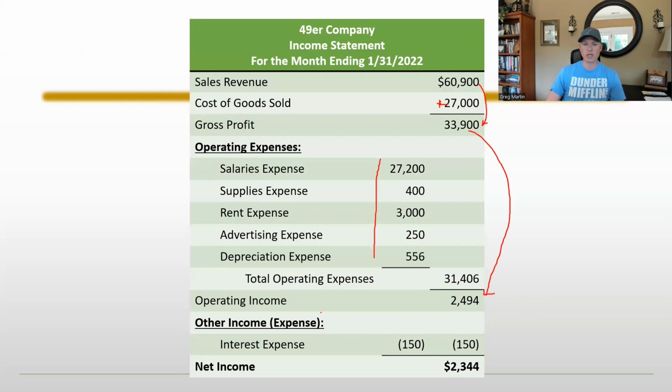It's a little more ambiguous when we get to other income and expenses, because in this section, income-related items would be an increase to our income, whereas expense-related items are decreases. Because it can be both, you actually need to list expenses as negative. If it were interest revenue, it would be a positive number. So just a little nuance to pay attention to. But you can see that in total, net income for 400 Company was $2,344.